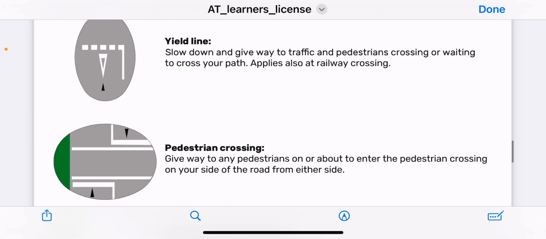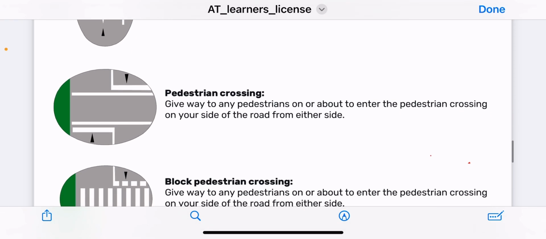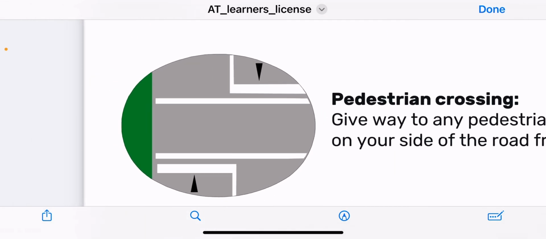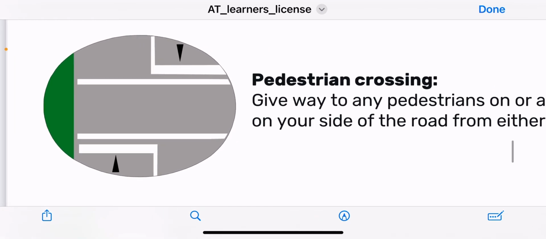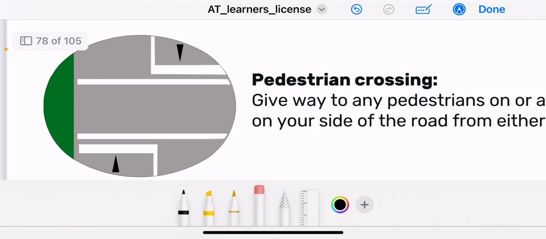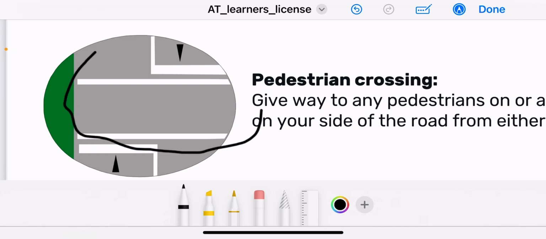Okay, all right, moving on. So we have pedestrian crossing. You look at this, the pedestrian crossing is like this. So what are they referring to, or what are they talking to? They are talking about these lines.